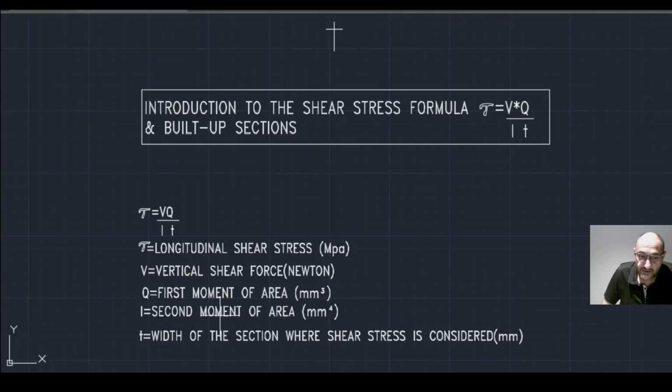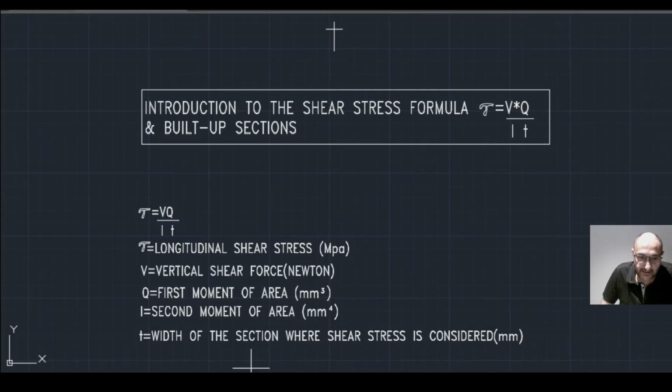So the first thing we notice here in this formula is that there is a relationship between the longitudinal shear stress, the vertical shear force V, the first moment of area Q, the second moment of area I, which is the moment of inertia, and t, where t is the width of the section at the location of where shear stress is determined.